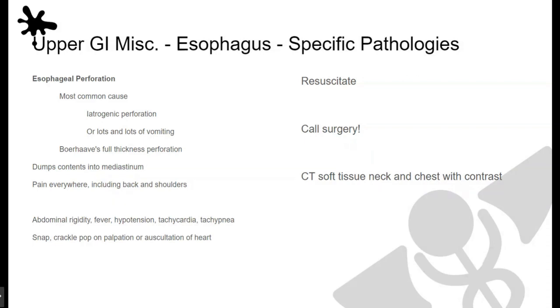You might also be auscultating their heart. And since you're right over that mediastinum, sure enough, you're going to get some snap, crackle, pop, right? That makes sense. It's all in that same geographical area.